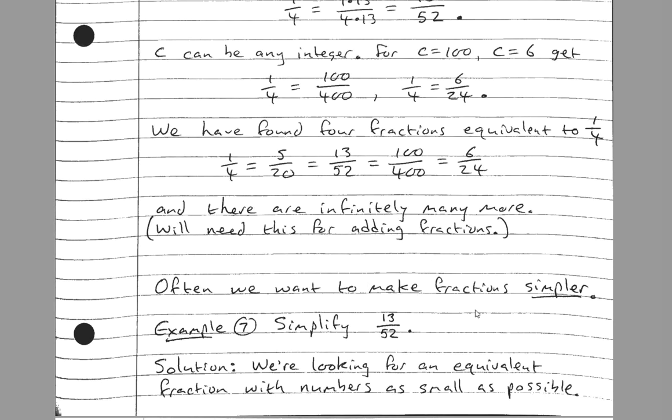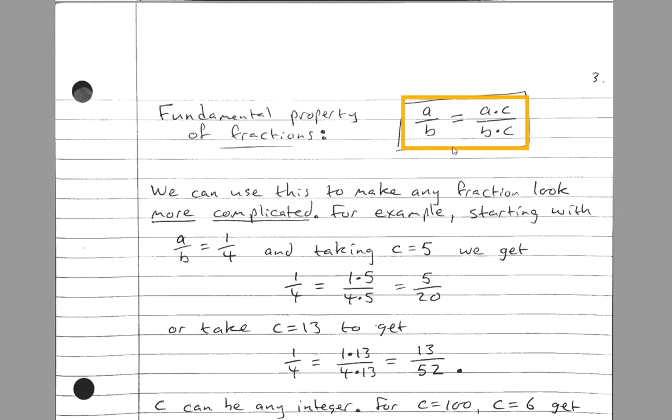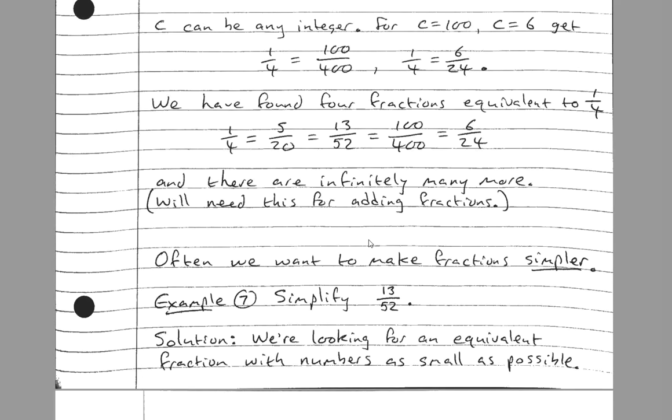Okay, but often we also want to make fractions simpler. Okay, so now going from right to left, making a fraction simpler. Example 7, simplify 13 over 52. Okay, we saw this already, but let's pretend we didn't know what to do, or didn't know that it was equal to 1/4.